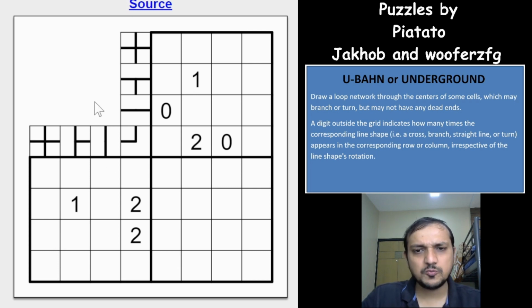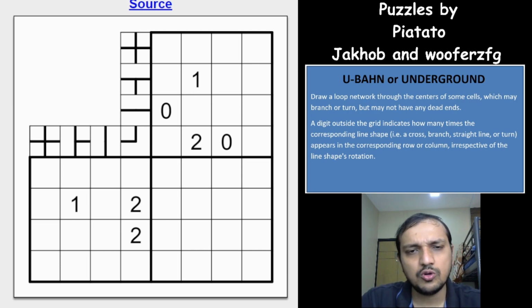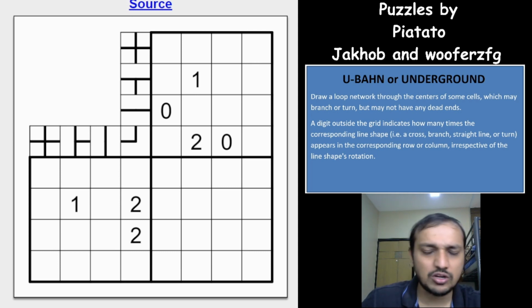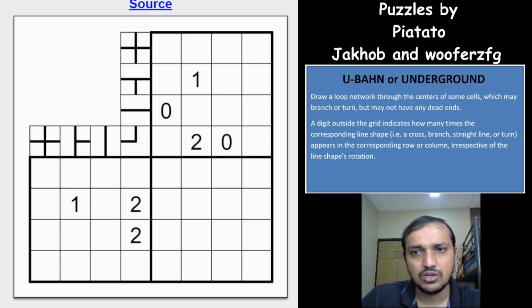And now coming back to this puzzle. The rules of this puzzle are quite easy. You need to draw a loop network through the center of some cells. It's not a single closed loop, so branches are possible here. You have to draw a loop network through the center of some cells which may branch or turn but may not have any dead ends.